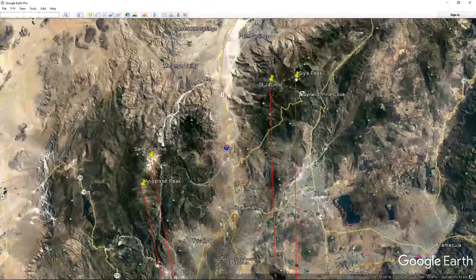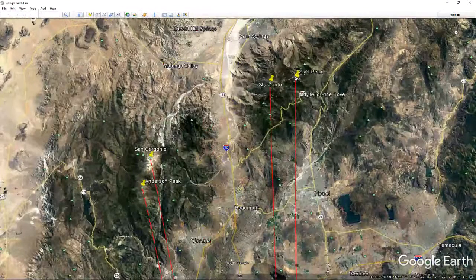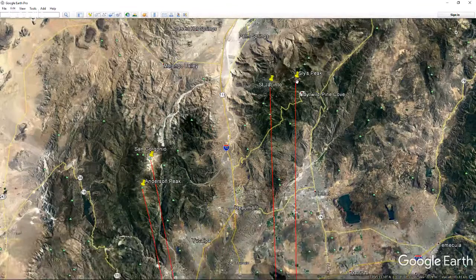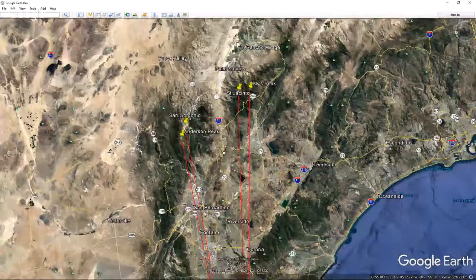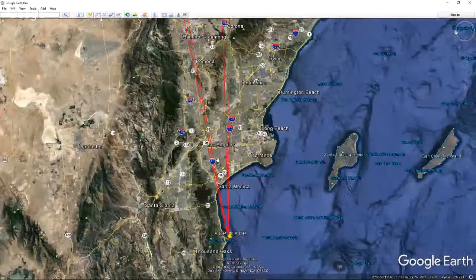Now, I called this one Sly's Peak. It's the little peak that you'll see here in a second. Only because I couldn't find a label for the name of the mountain, so I'm claiming it. Haha, it's mine. Anyway, I'm sure it has a name, and no offense meant.